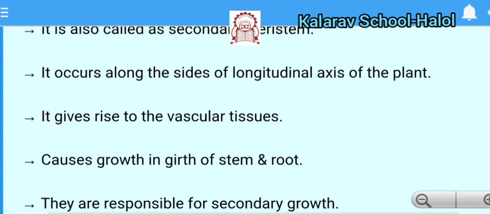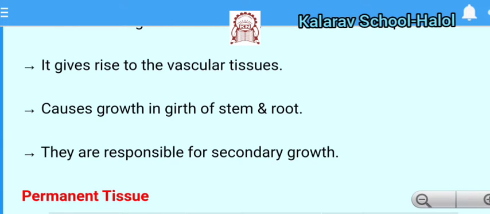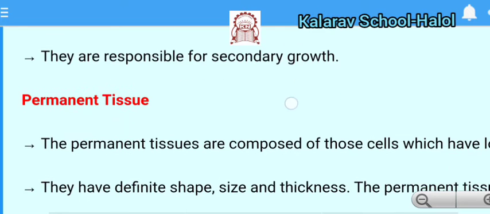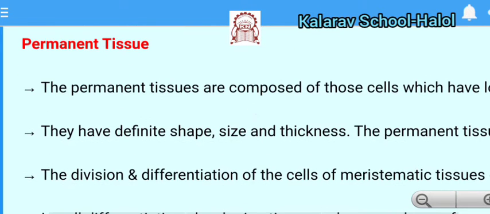It gives growth in girth of stem and root. So they are responsible for secondary growth. Once the plant is formed, that is primary growth, and the growth after the formation of the plant is called secondary growth. Next is permanent tissue.